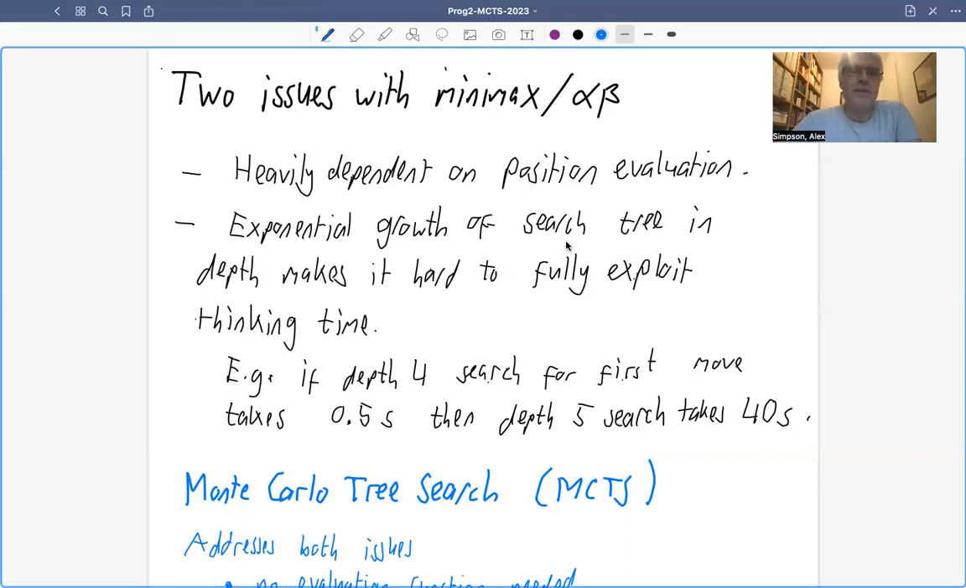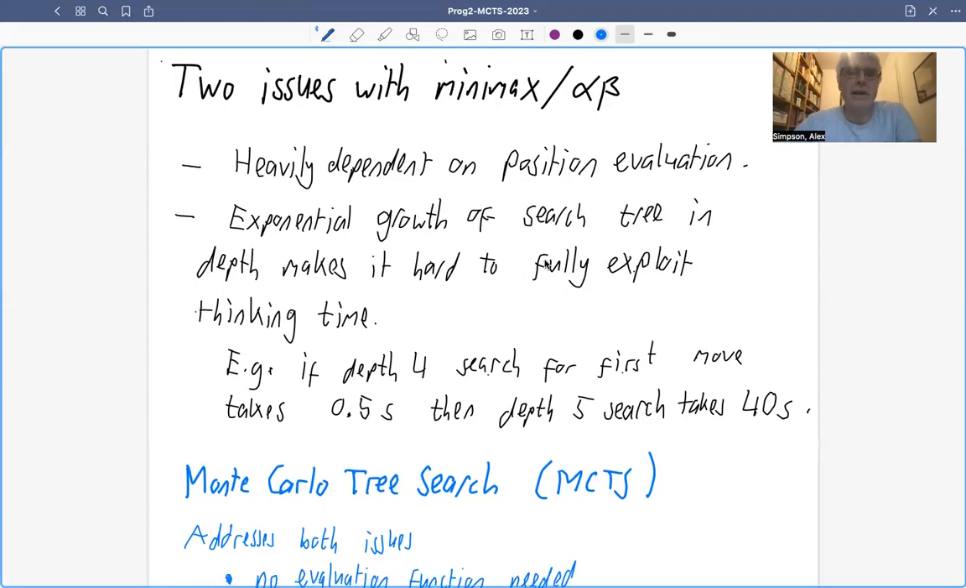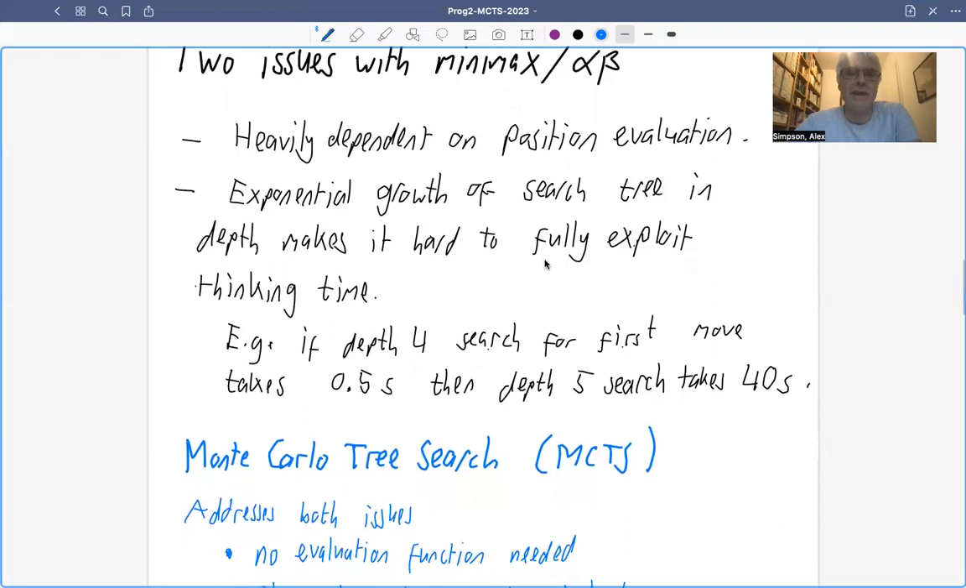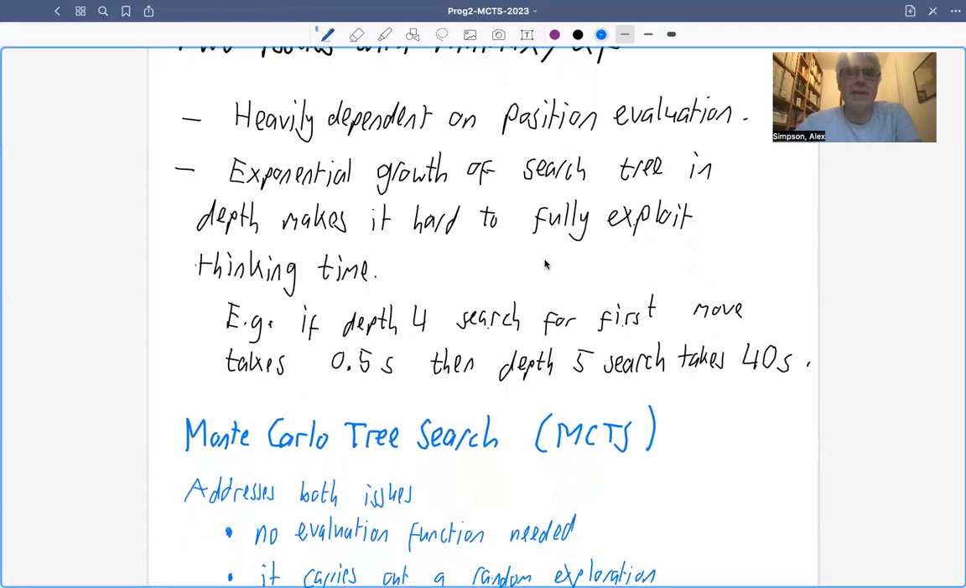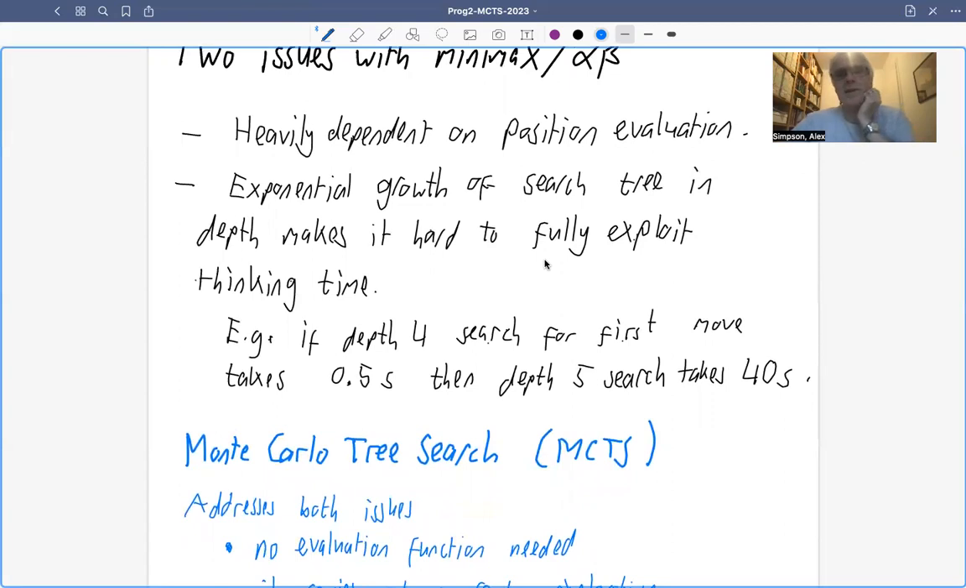So these are 2 issues. In some sense, the first one's really the more important, because the dependence on the position evaluation means it's very game specific and also very hard to tune. I seem to have luckily found quite a good position evaluation in my algorithm, but anyway, it's quite an issue how to implement a good position evaluation.